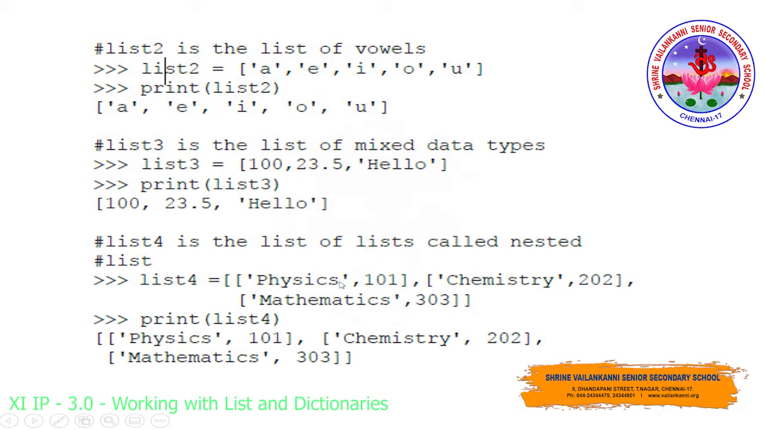So one list has been created, but inside this list we have created three lists. Physics, 101 is one list, chemistry, 202 is a second list, and mathematics, 303 is a third list. So one list inside another list. This kind of a list is called a nested list.